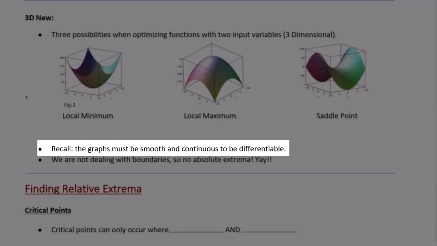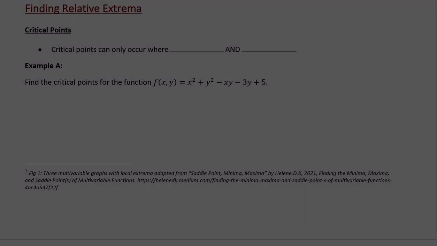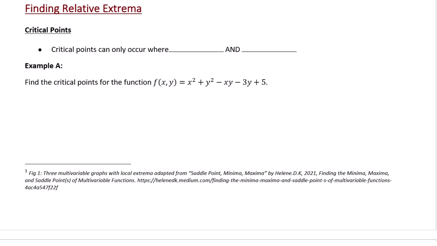So recall the graphs must be smooth and continuous to be differentiable. And we're not dealing with boundaries here, so no absolute extrema. Yay! Now, how do we find our relative extrema? We have to find our critical points. They can occur only where the first partial derivative with respect to x equals 0, and where the first partial derivative with respect to y also equals 0.